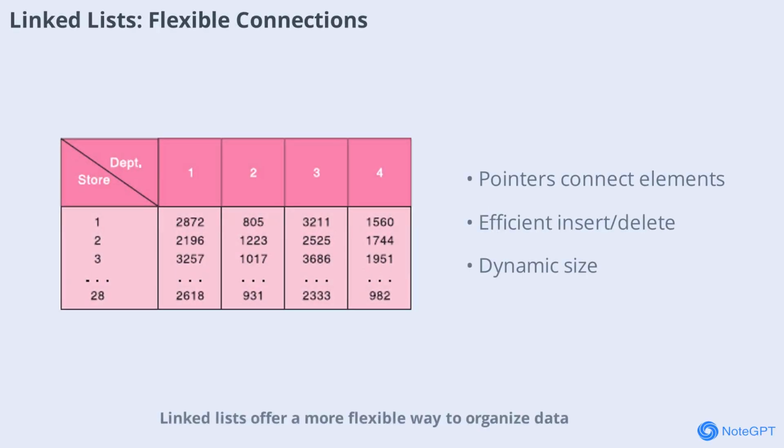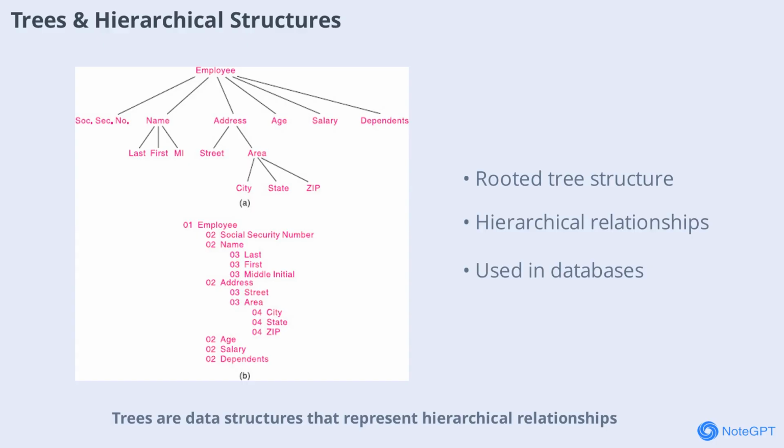Linked lists offer a more flexible way to organize data, especially when frequent insertions and deletions are needed. Instead of storing data in contiguous memory locations like arrays, linked lists use pointers to connect elements. For example, a customer file might use pointers to link each customer to their salesperson. This approach saves space and allows for dynamic changes, but searching for specific elements can be slower compared to arrays. Linked lists are foundational for many advanced data structures and are especially useful when the size of the data set changes frequently.